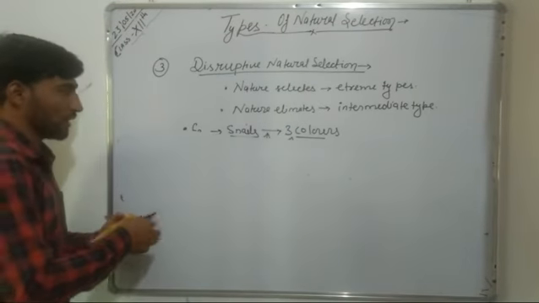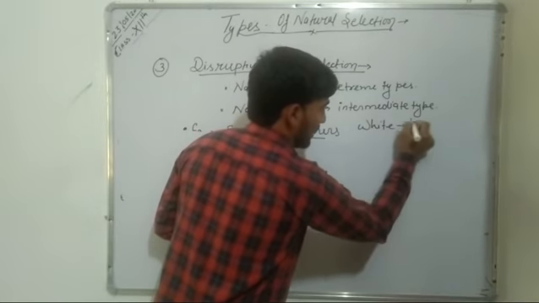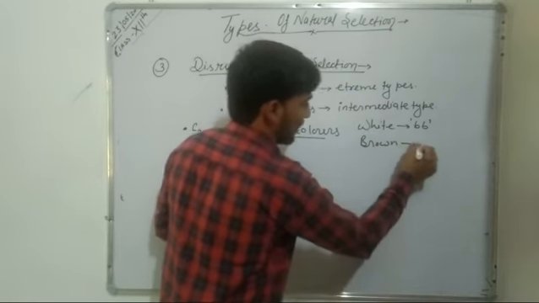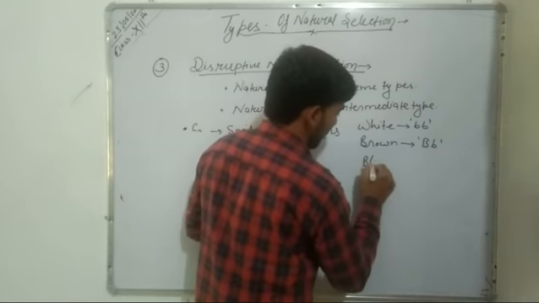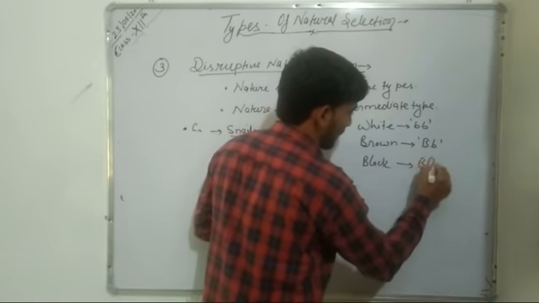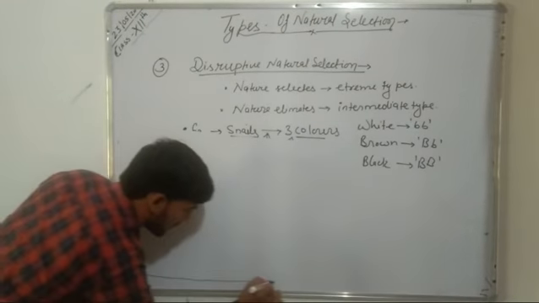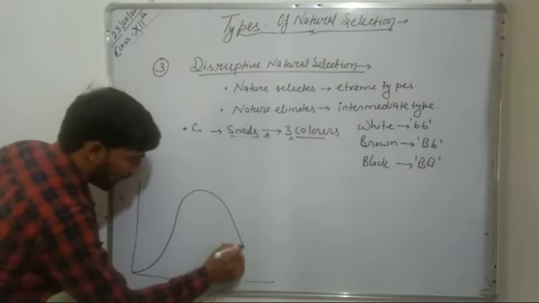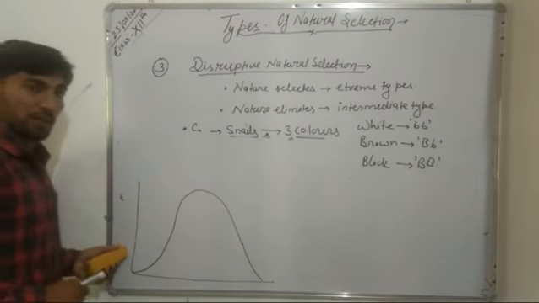As we denoted, for white color we have taken small b small b as the homozygous recessive form. Brown color, which is an intermediate condition, we have taken as capital B and small b, that is heterozygous dominant. And for black color we have taken capital B and capital B, that is homozygous dominant. So what happens in this case? Suppose brown colored organisms are more in number.